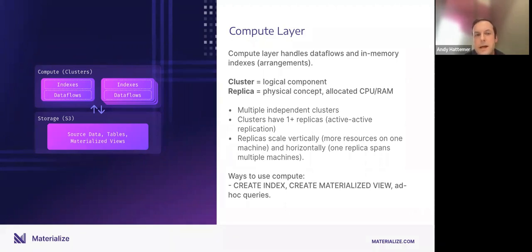Some important features here are that an account can have many independent clusters, and clusters can have one or more replicas. We'll talk more about the replication later. And it's in an active configuration. So there's no primary and secondary. They're all the primary. And replicas scale vertically and horizontally.